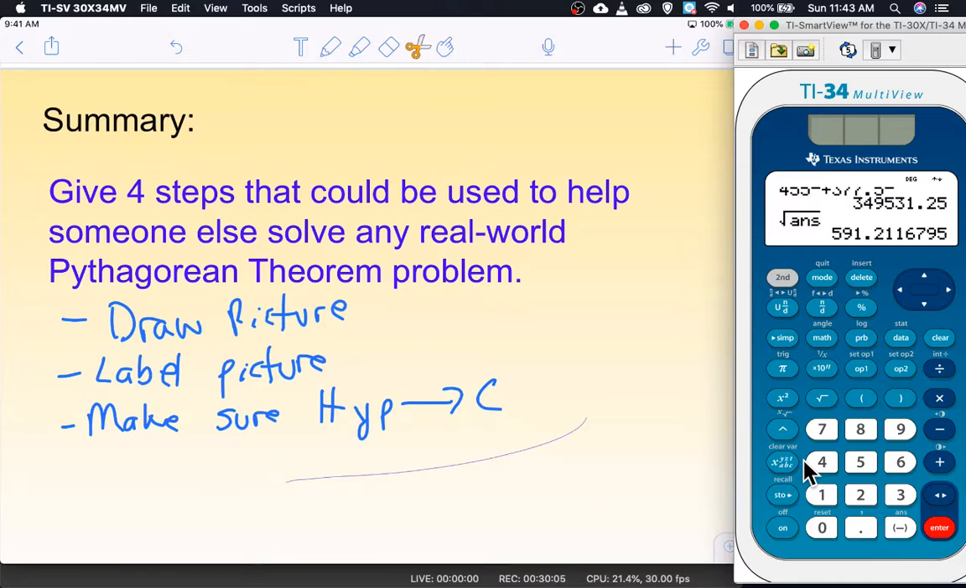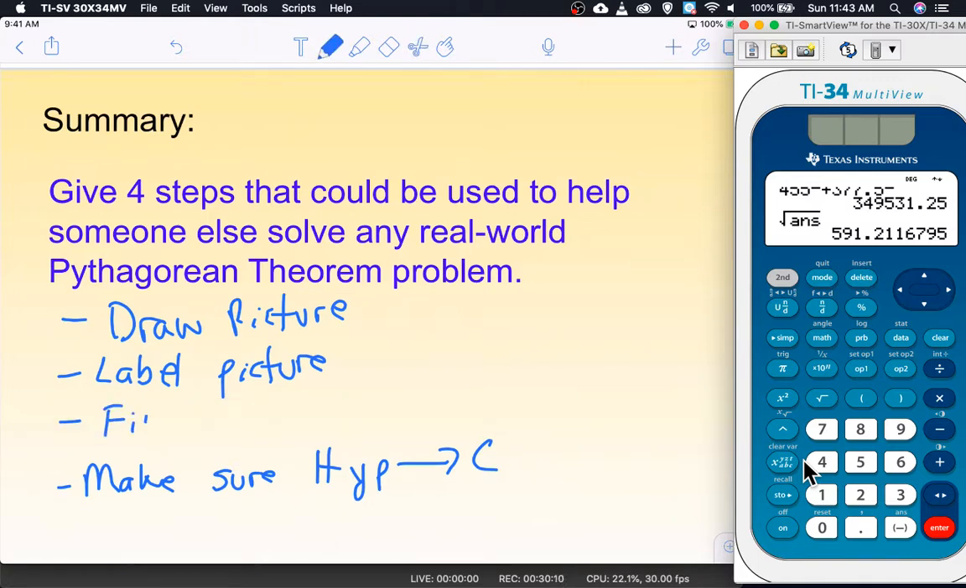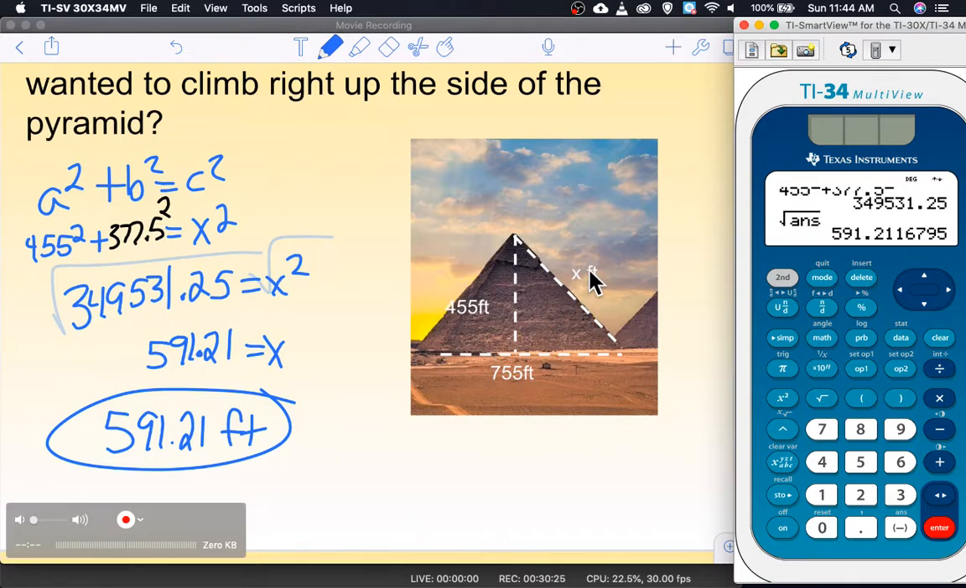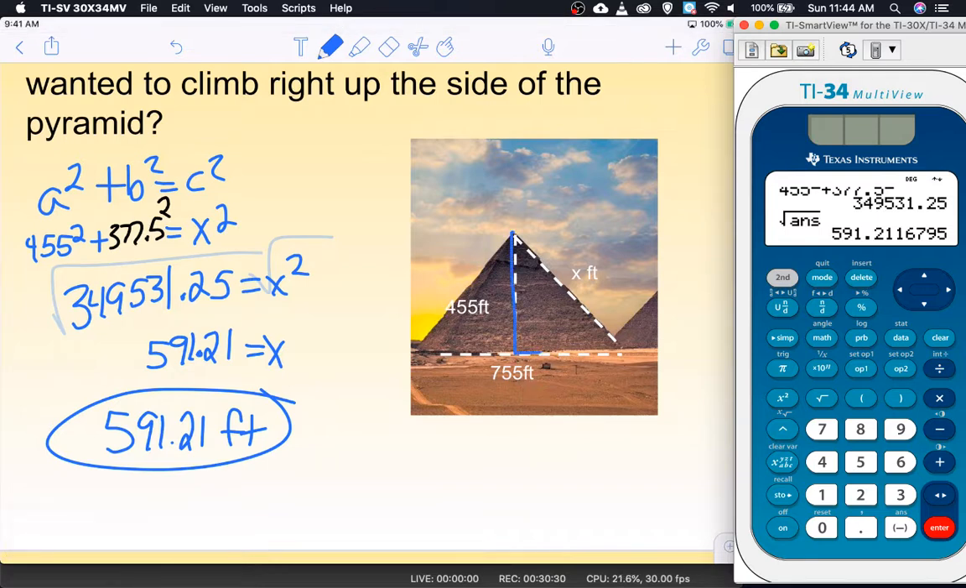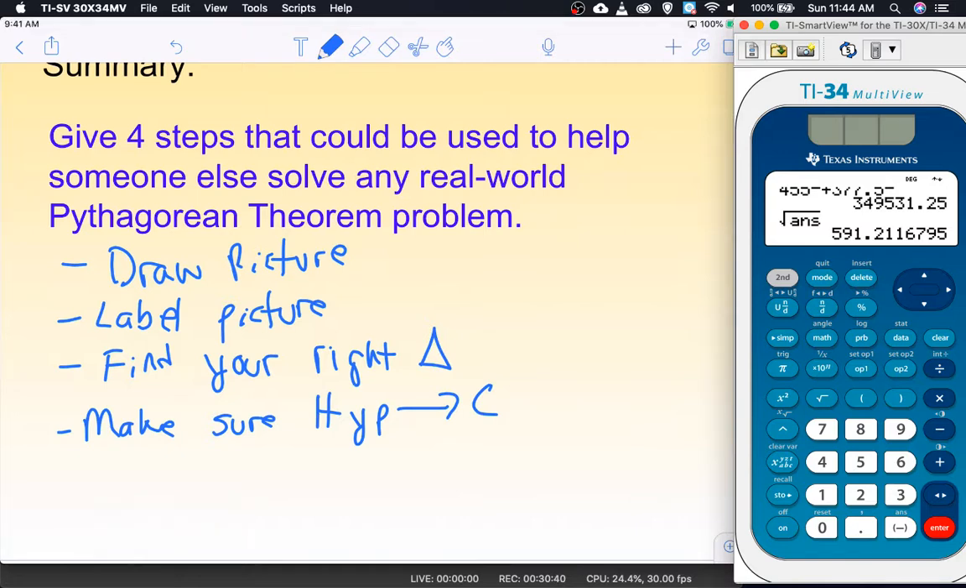And one thing I should probably throw back in here is find your right triangle. That's something some students don't do. Like in this problem, a lot of students would just use these two random numbers and x to find their side, but they didn't look for their right triangle. The right triangle is here, here, here. That's not a whole 755. That's just a piece of it, half of it. So understanding that sometimes you have to divide numbers is helpful.